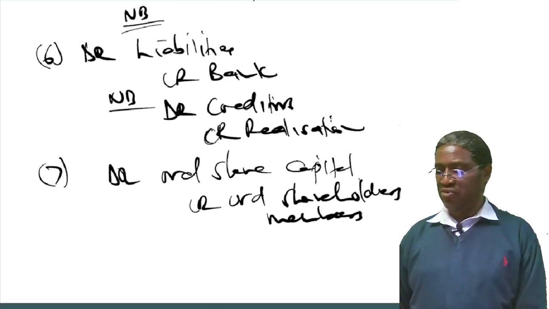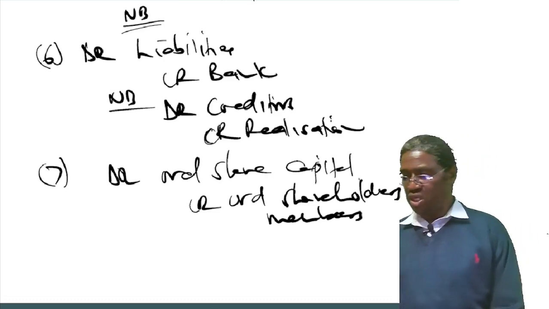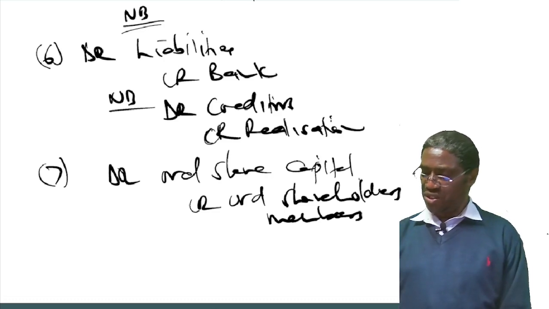That's number 7. If you are through, we've said close the ordinary share capital, the ordinary shareholders members.